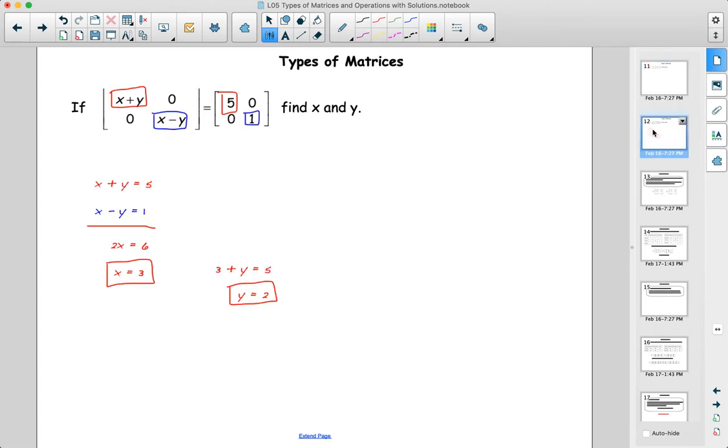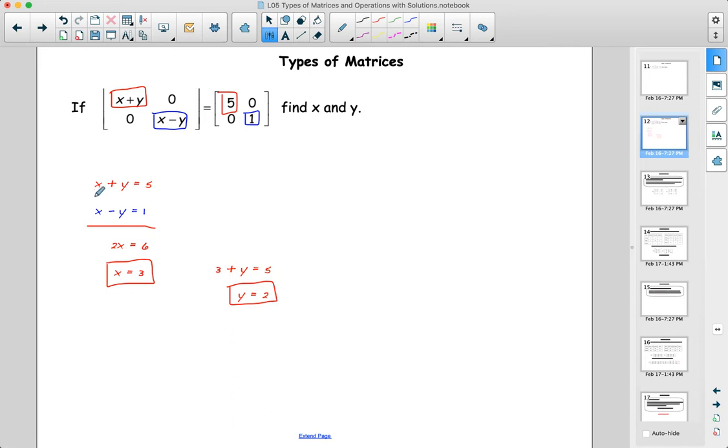All right, resuming. So we just discussed that corresponding elements would have to be equal. So x plus y would have to be the same as 5. Of course, those zeros are equal. These zeros are equal. And we would now have that x minus y needs to be 1.